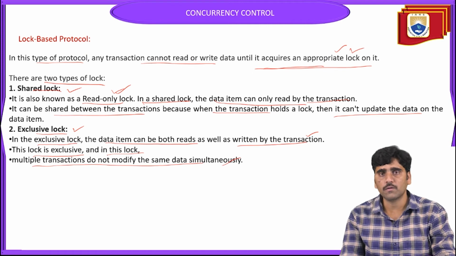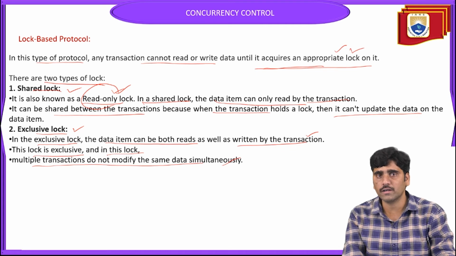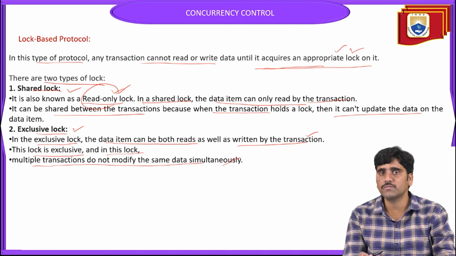Here, first for lock based protocols, we are using two types of locks: one is shared lock, second is exclusive lock. A shared lock is only for read purposes, so you are not going to perform any write, insert or update operation on it. But in an exclusive lock, the data item can be both read as well as written by the transaction. So this is not read only; it can execute read operations as well as write operations.